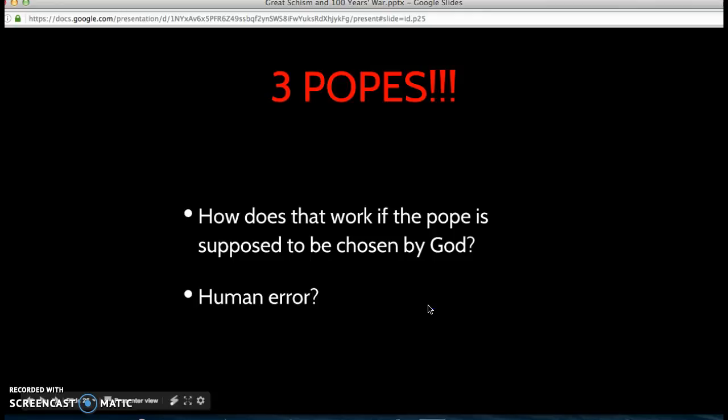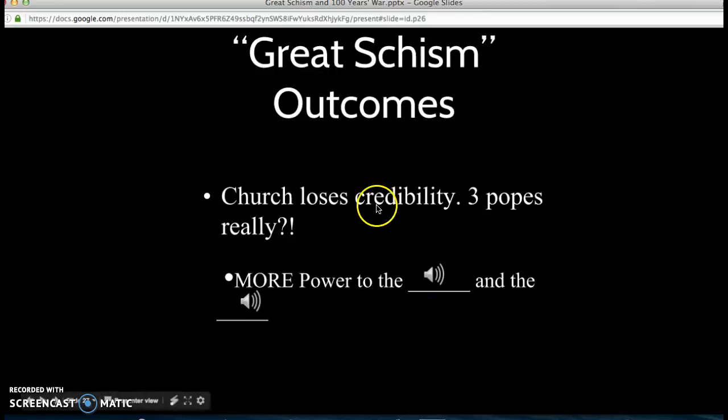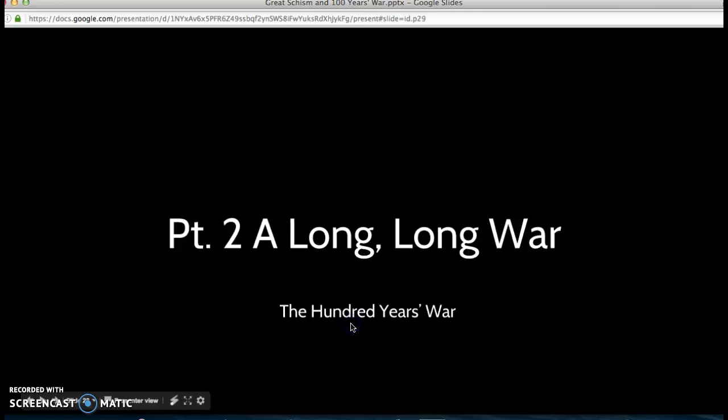Human error. Okay. So the church loses some credibility at this time. Not to say that people become anti-religious or non-Christian. Not at all. People just are forced to say something's not right here. And it leads to more power to the state and the people, and the church starts to lose some power. So that's it for now.